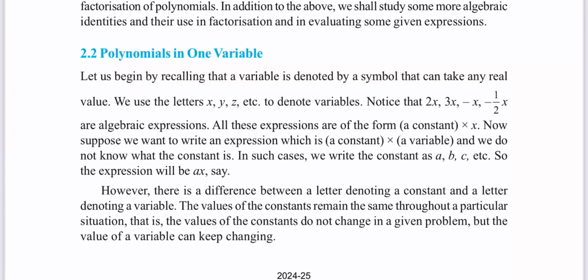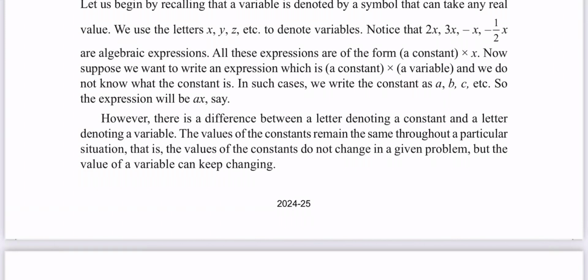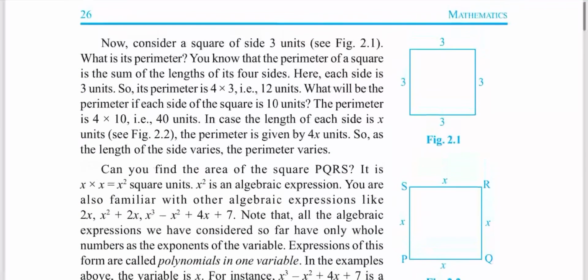Now, suppose we want to write an expression which is a constant times a variable and we do not know what the constant is. In such cases, we write the constants as a, b, c, etc. So, the expression will be ax. However, there is a difference between a letter denoting a constant and a letter denoting a variable. The values of the constants remain the same throughout a particular situation. That is, the values of the constants do not change in a given problem, but the value of a variable can keep changing.